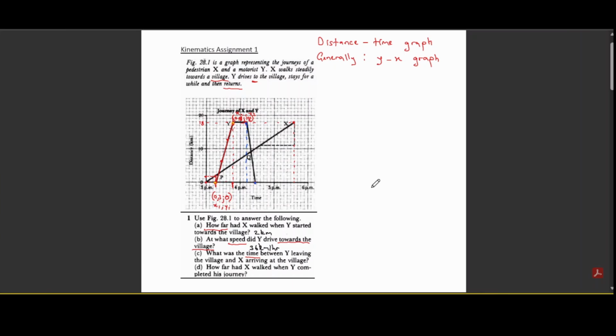ndikuzvionawo ko the time when X arrived at the village, X arrived at the village panapa. Saka takudonedza seizvi. Saka time yatiri kutsvaga kubva pano kunosvika apa. Mazvionawo? Okay. Saka time yacho tinogona kuidoma nenzira mbiri.